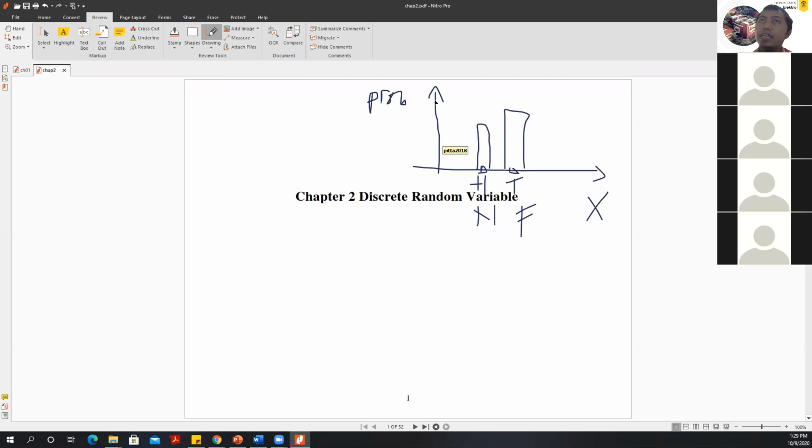And the y-axis here represents how much the probability of each outcome is. Let's say we write small p, small p here. So you can guess what the probability for the tail is.